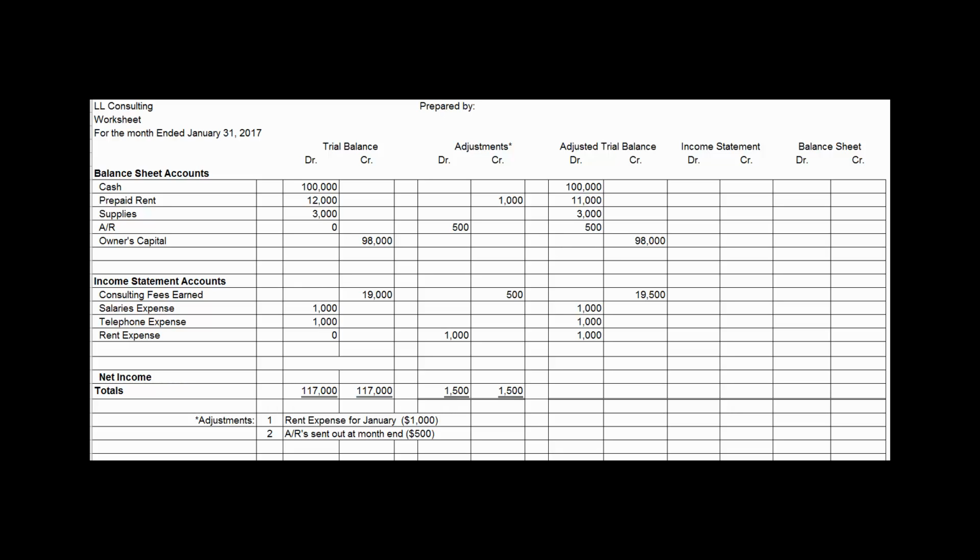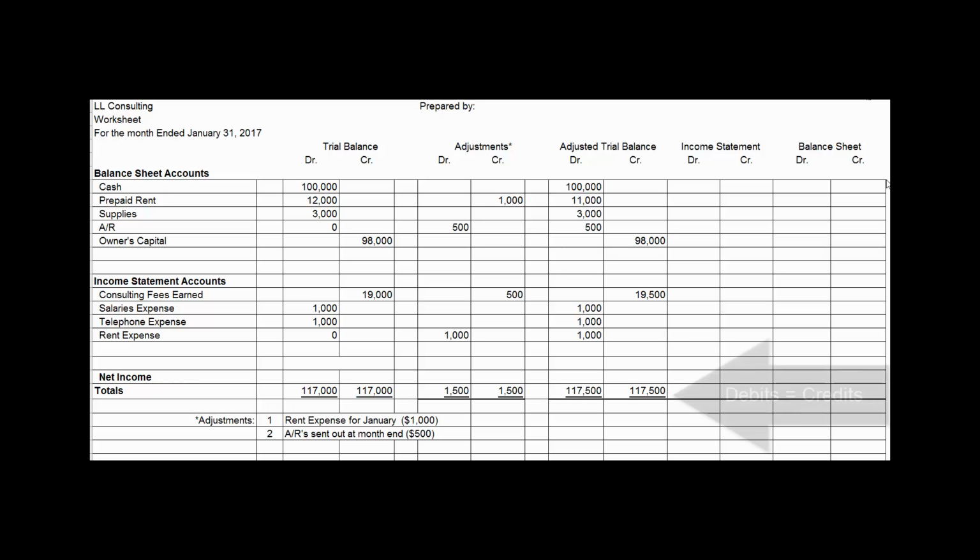And we'll do the same thing for the income statement accounts. Notice how consulting fees earned went from a $19,000 credit balance plus $500 to a $19,500 credit balance. Nothing happened to salaries or telephone expense, but rent expense from a 0 debit balance plus $1,000 gives us a $1,000 debit balance. All right, so let's add up the totals of debits and credits in the adjusted trial balance.